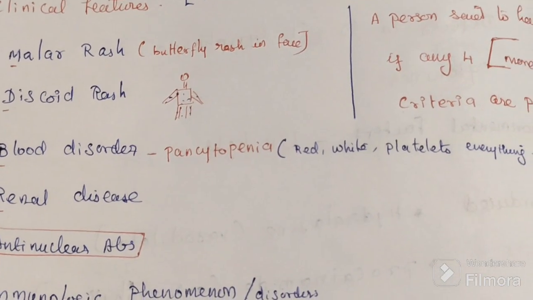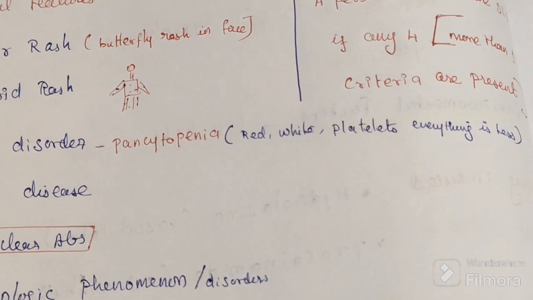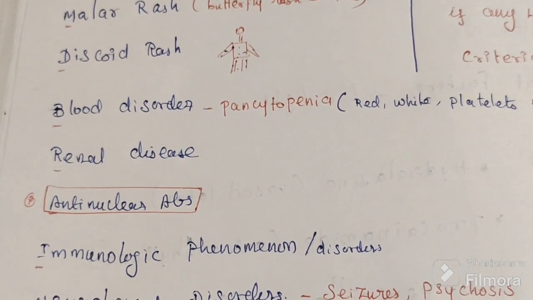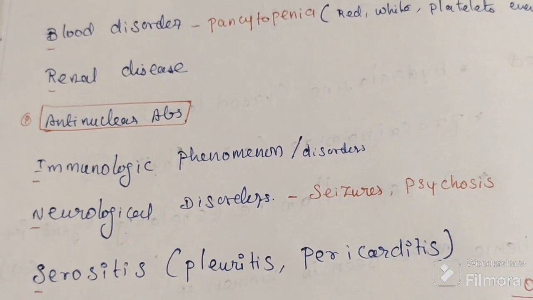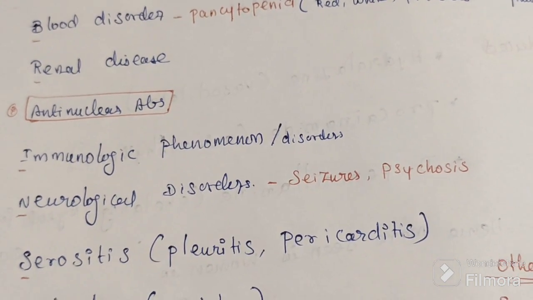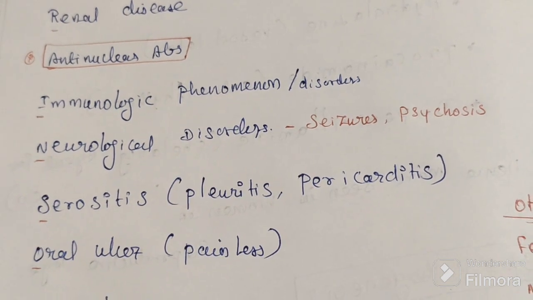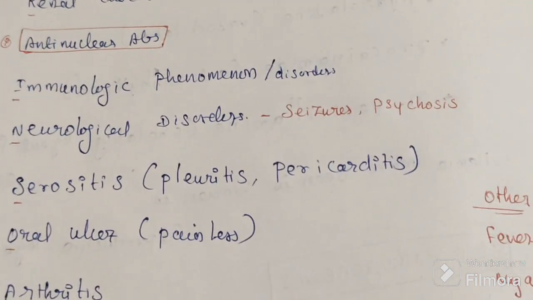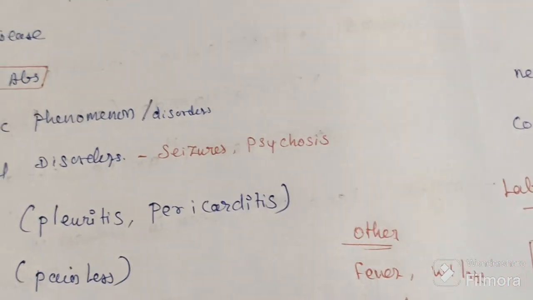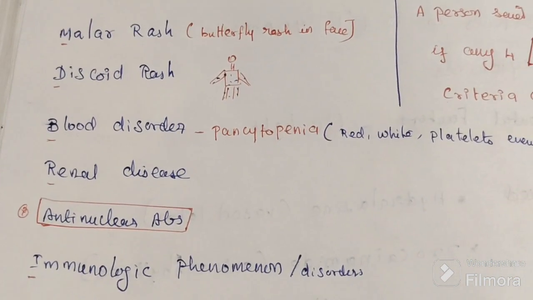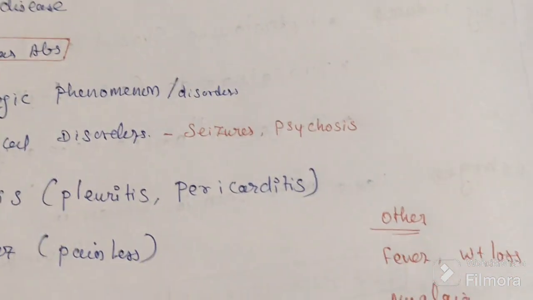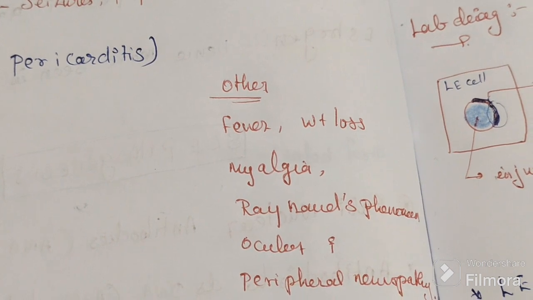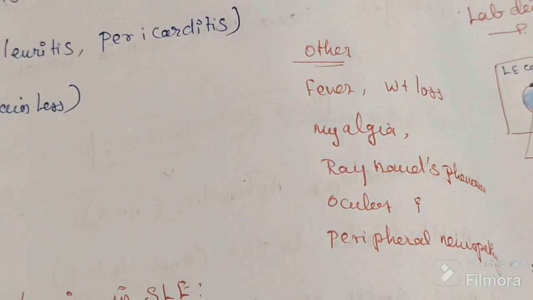Then blood disorders, all the blood levels decreasing, WBC, white blood cells also, platelets also. Then renal disease, then anti-nuclear antibodies, then immunological disorders, then neurological disorder, then serositis, then oral ulcer, arthritis, photosensitivity. Totally 11. If 4 or more, we consider that the patient has SLE. Some other features are also there: fever, weight loss, malaise, Raynaud phenomenon, ocular disease and peripheral neuropathy.